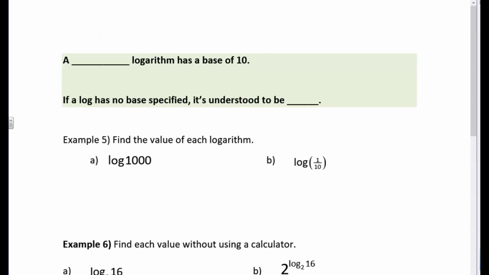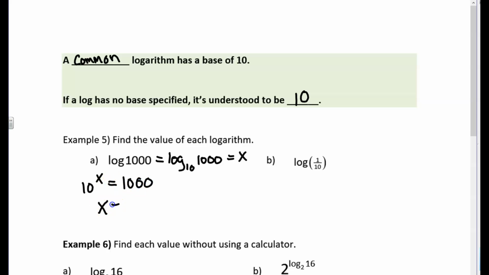All right, we're doing a great job so far. A common logarithm has a base of 10. So if we don't specify a base, it is understood to be 10. So log of 1,000 is really log base 10 of 1,000. So when I solve that, I would set it equal to x. It would be 10 to the x equals 1,000. Well, 10 to the what gets me 1,000? 10 to the 3rd power would get me 1,000.